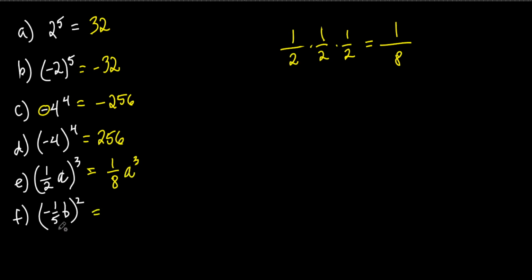So now that you can do that, you should be able to do this one. Do this in your head. What's negative 1/5 squared? Now remember, that whole negative is in the parentheses as well, right? So you have to square the negative. So what's the sign going to be? Is it going to be positive or negative? It's going to be positive. 1/5 squared is 1/25, and then b squared. And there it is.